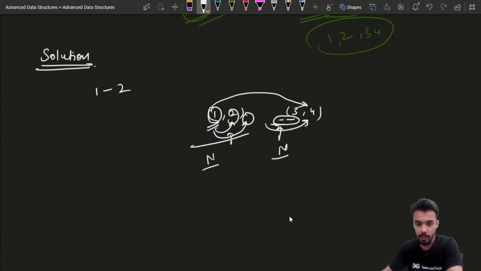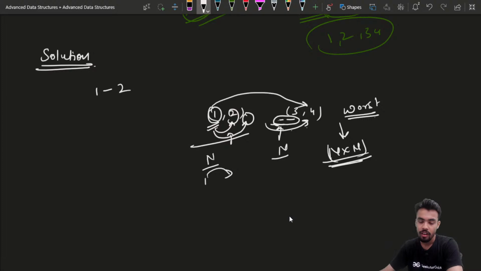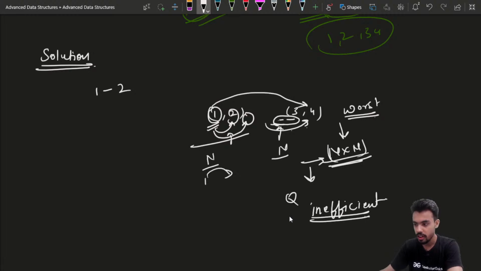So if you make every person a friend of every other person, that would cost you n into n as a time complexity, and this is the worst solution. If a single query is taking this much time, how are you going to solve q number of queries? Okay, so this is a very inefficient solution, and we are not going to solve it that way. I think now you understood why this solution is inefficient.